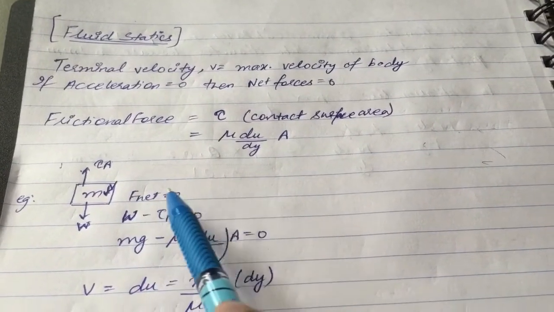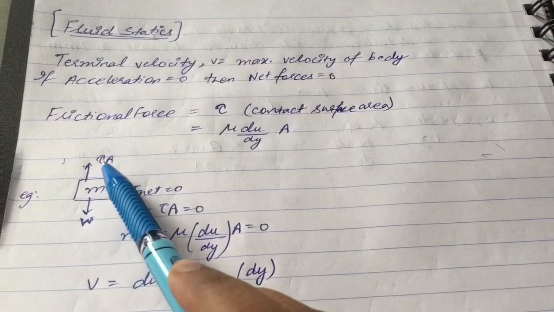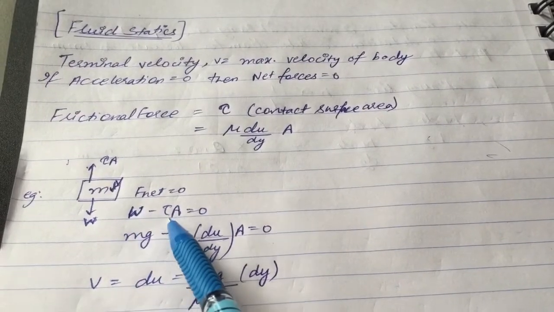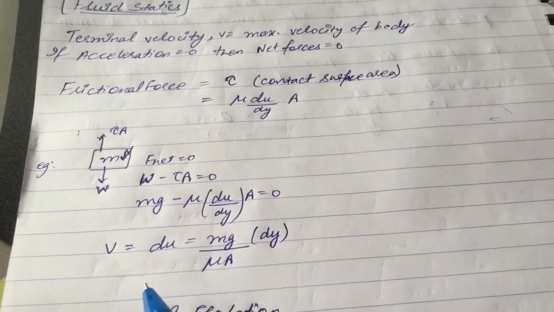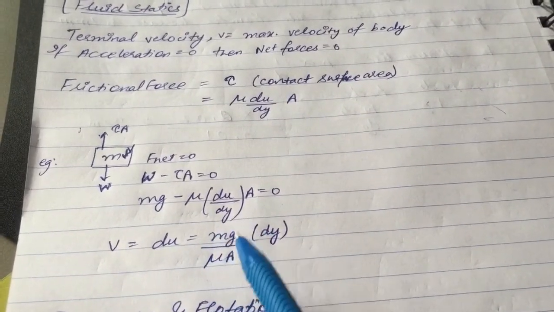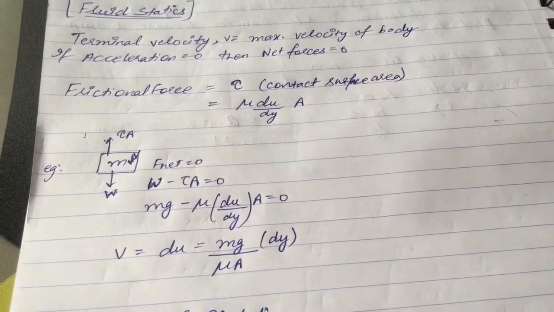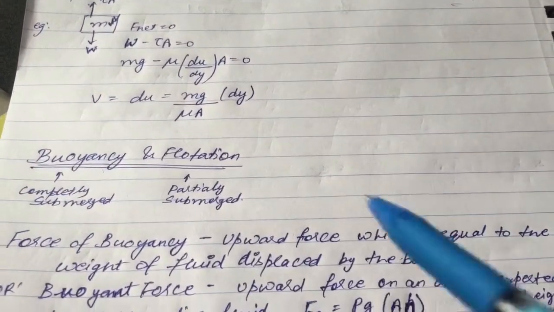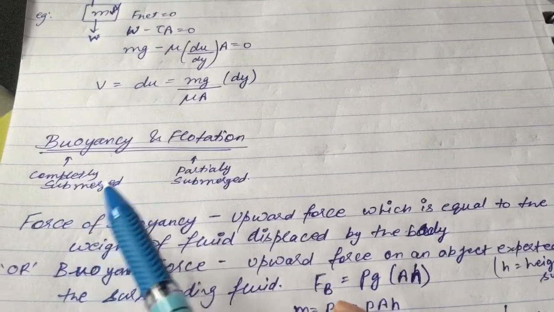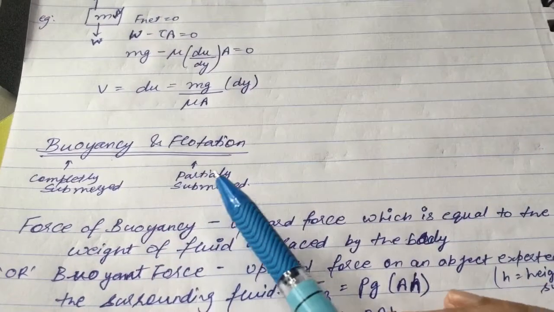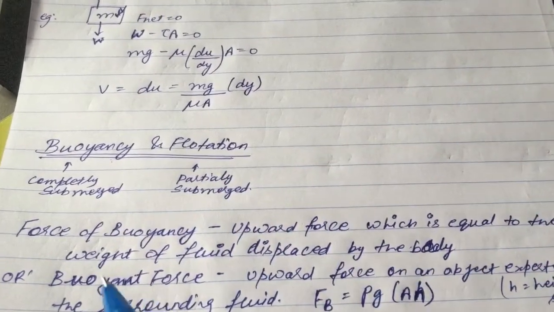So net force is 0. Balancing the forces, weight minus frictional force tau A is 0. From here our terminal velocity comes out to be mg by mu A into dy. Next we have buoyancy and flotation. Buoyancy is basically for a completely submerged body and flotation is for a partially submerged body.